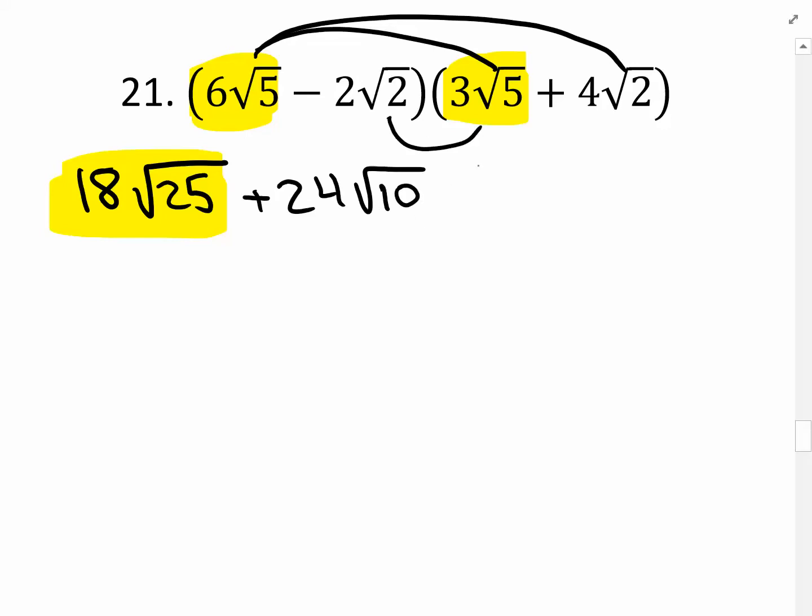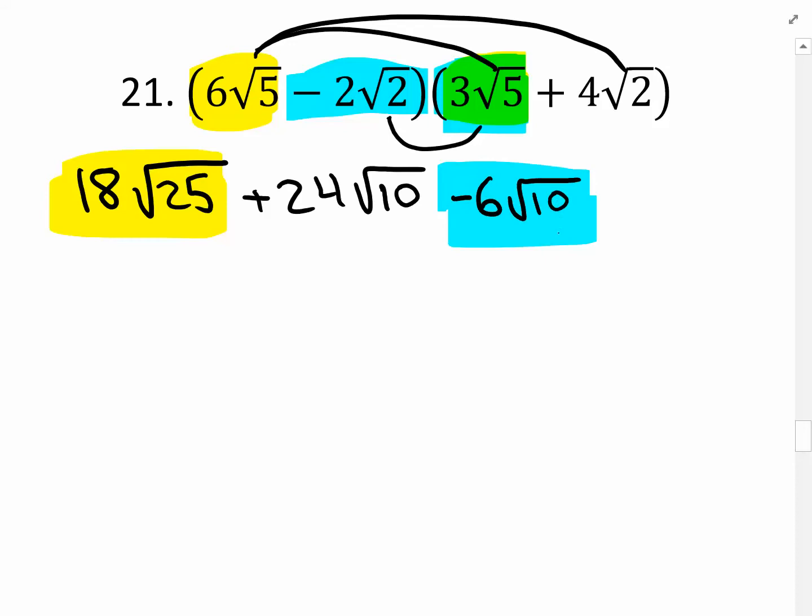Next one. Negative 2 root 2 times 3 root 5. I won't use highlighting for all of these, but a couple of them I will. Multiplying this one times this one. Negative 2 times 3 is negative 6. 2 times 5 is 10. Now I can do the last one. Negative 2 root 2 times 4 root 2. That's negative 8 root 2 times 2 is 4.